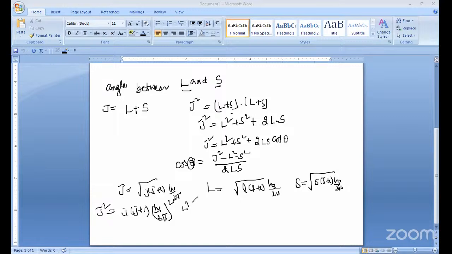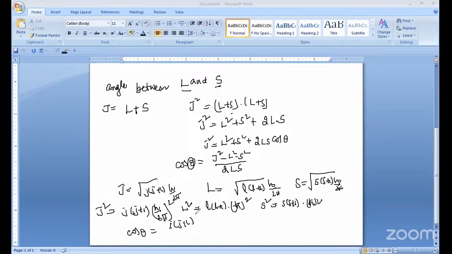Similarly, L square is L into L plus 1 into h cut whole square, writing h cut instead of h by 2 pi. Similarly, the S square value is S into S plus 1 into h cut square. From this, the angle between L and S can be calculated. We get cos theta equal to J into J plus 1, because J square is this one.